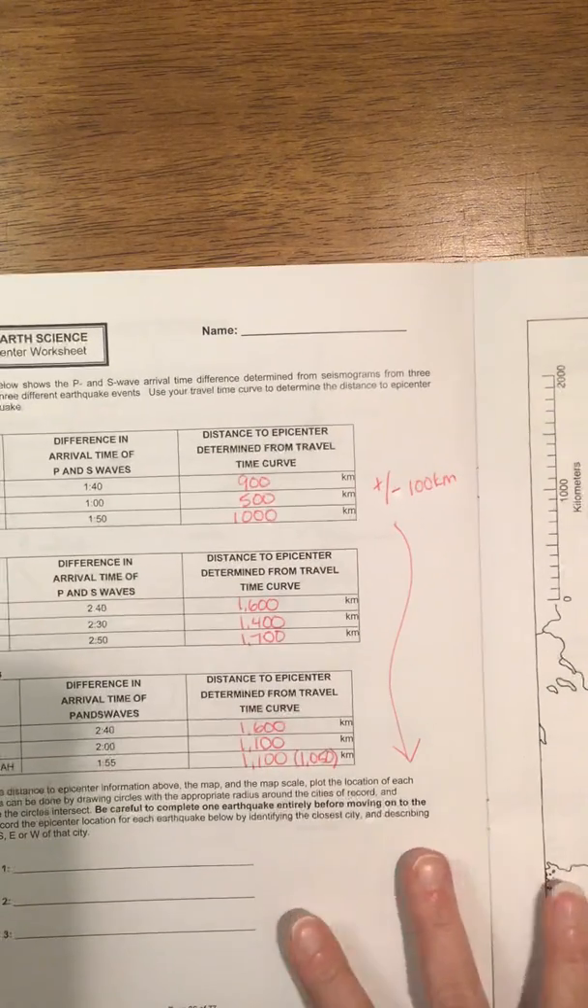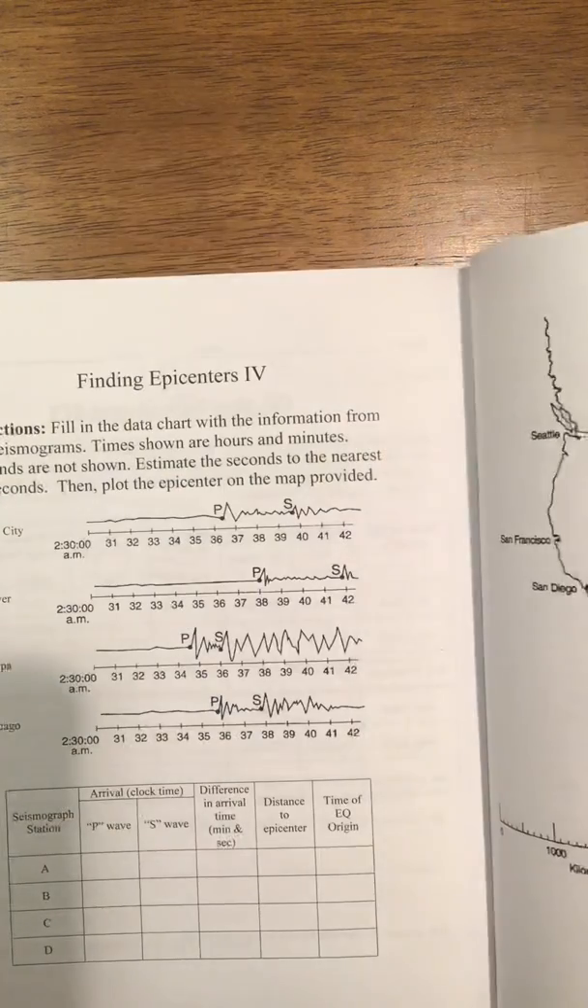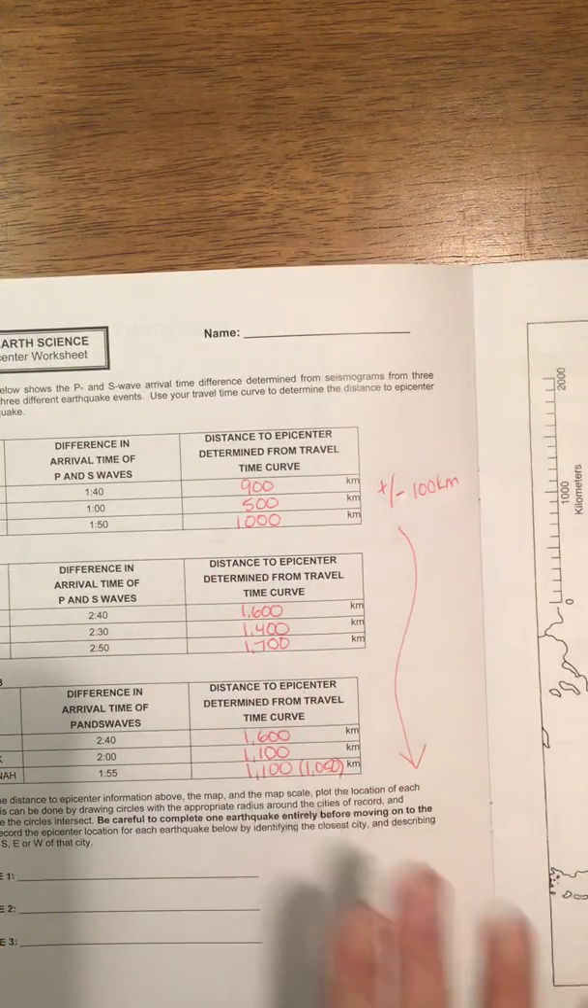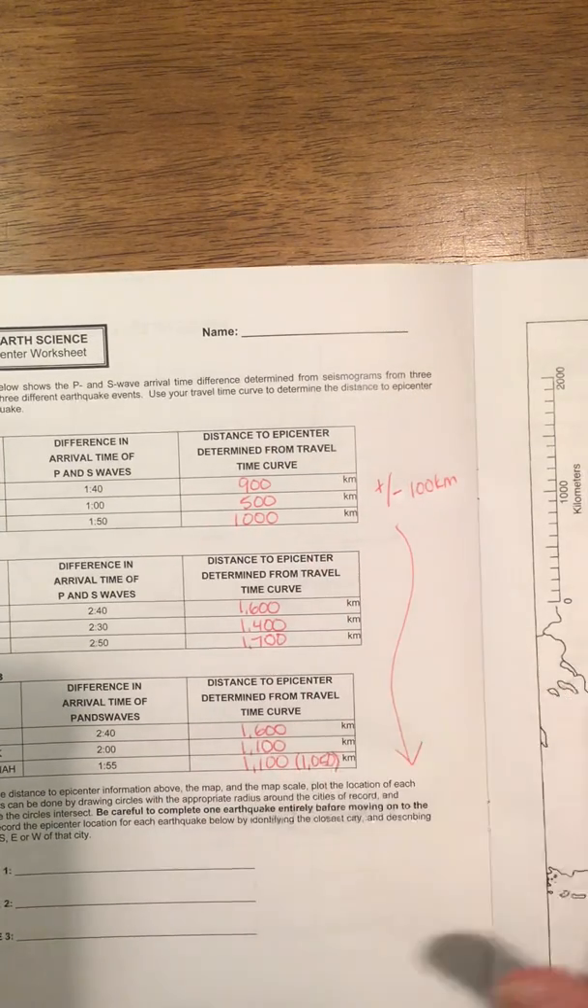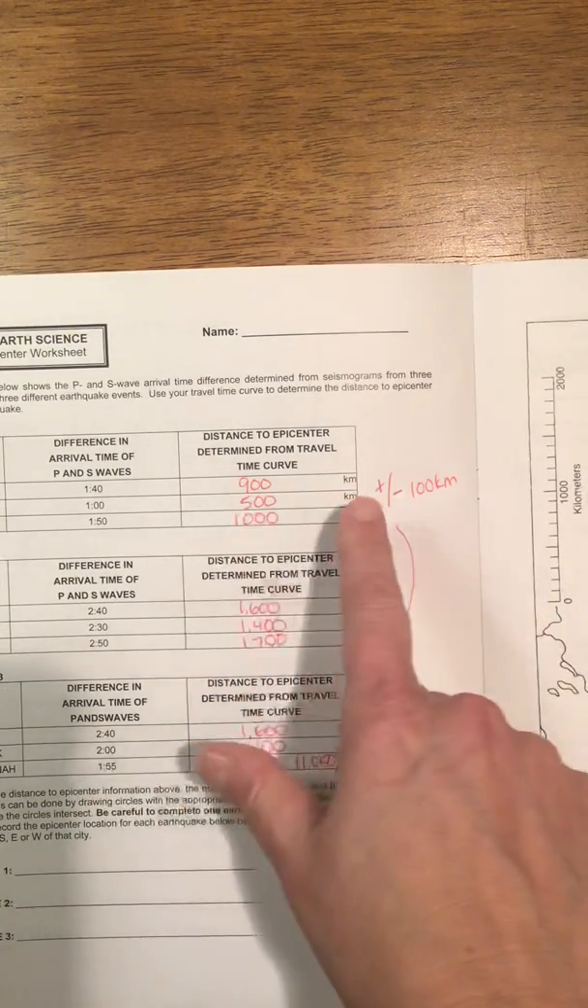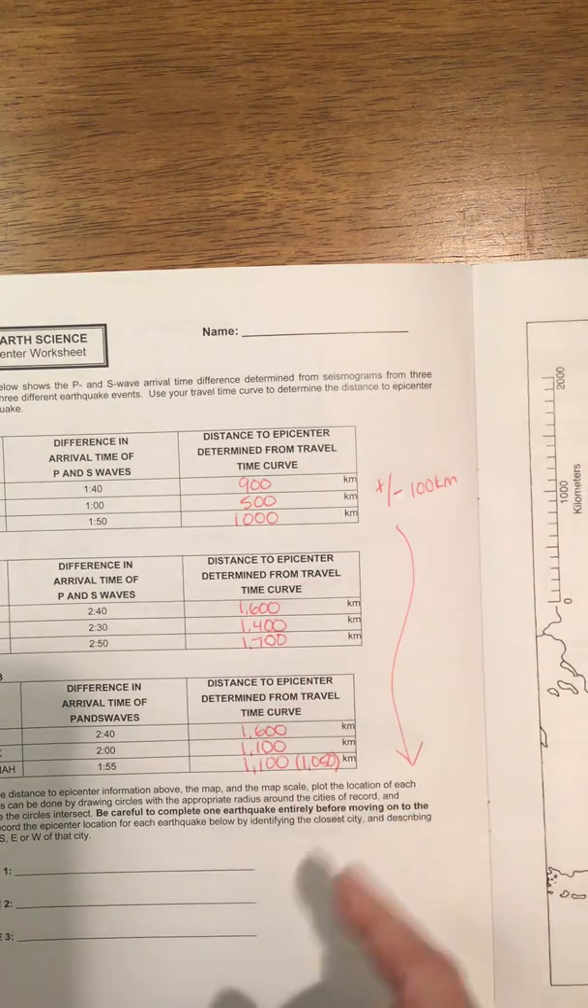So at this point, you should have already gone through these pages and checked and corrected your work. And these are the distances that I'm going to be using for plotting. And of course, your answers that you got are plus or minus 100 kilometers from these answers.